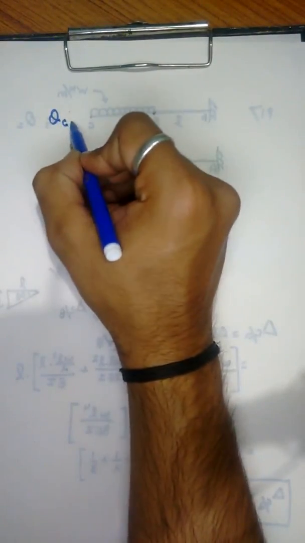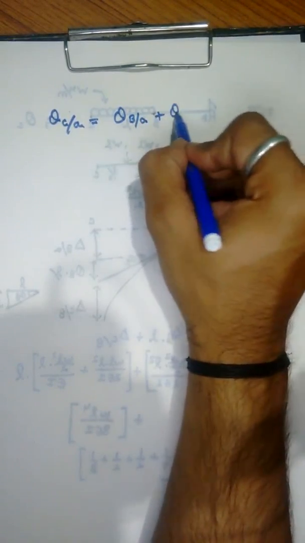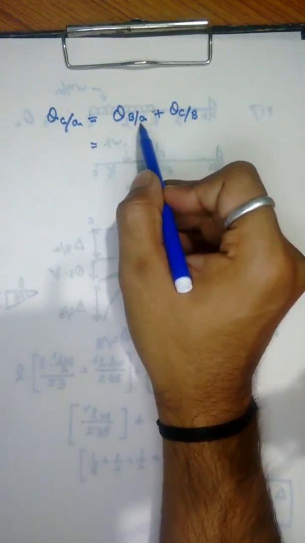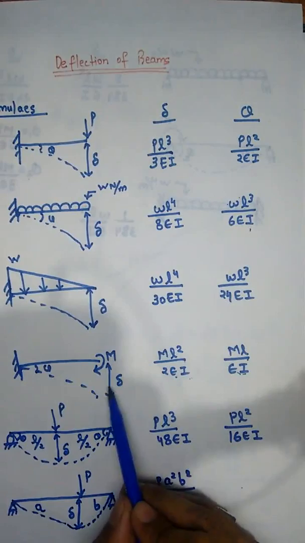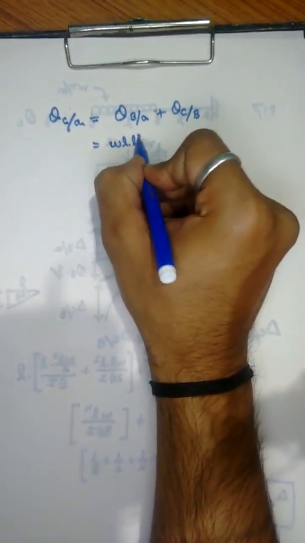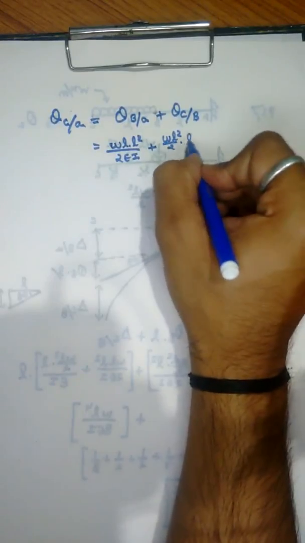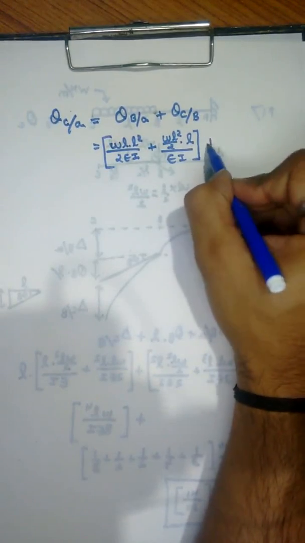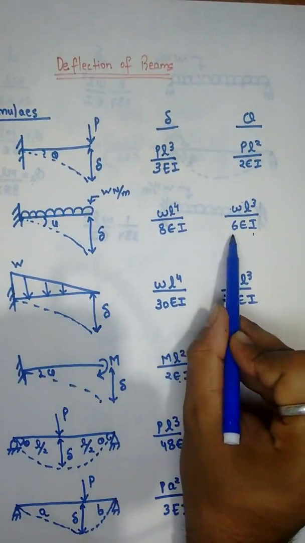So theta C with respect to A is theta B with respect to A plus theta C with respect to B. So theta B with respect to A due to point load is PL square upon 2EI, and due to moment M it is ML upon EI, so PL square upon 2EI plus ML upon EI, plus theta C with respect to B due to a UDL, which is WL cube upon 6EI.